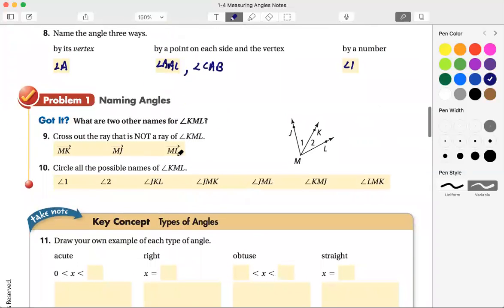So let's try this again. What are two other names for angle KML? So cross out the ray that is not part of KML. That's going to be ray MJ, which is not part of this angle. So circle possible names. Well, we could name it by a number, angle 2. We could name it by the reverse, LMK. And I think that's going to be it.